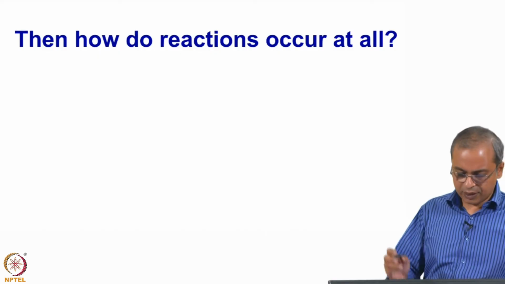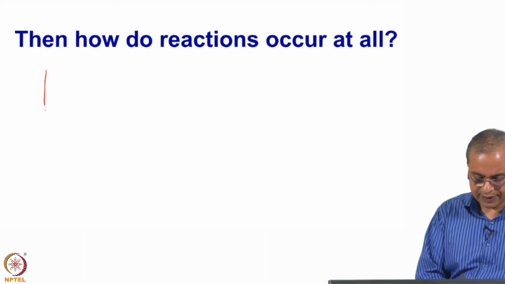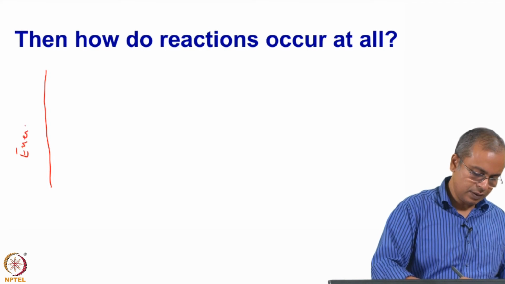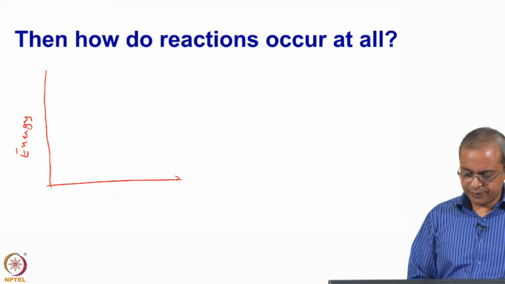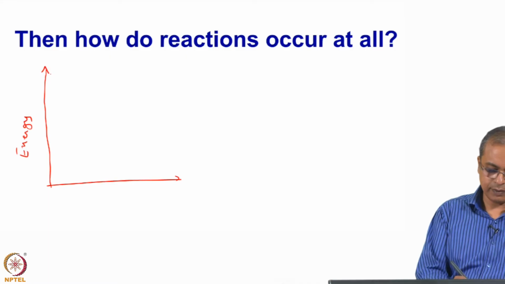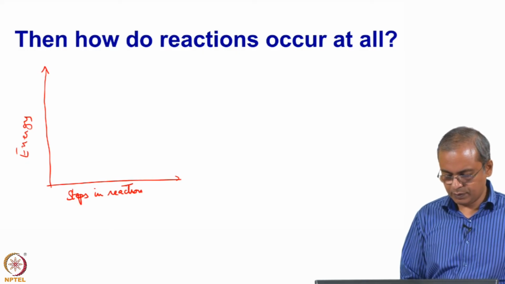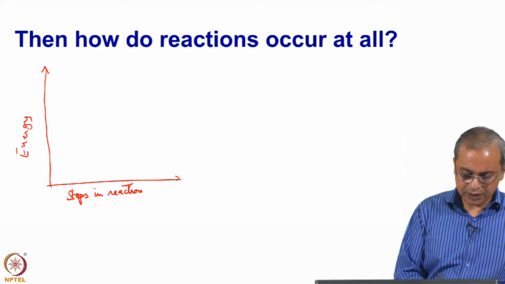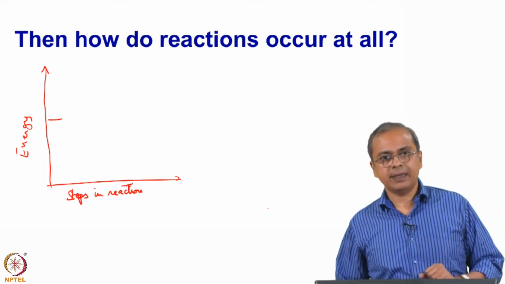So, how do the reactions occur at all? So, now let us just see here. Let us put some energy here on our y axis. So, we will say energy, and then some reaction process that is happening here. Okay, so, steps in reaction. So, now we have some starting location. So, our starting materials are sitting at that location.